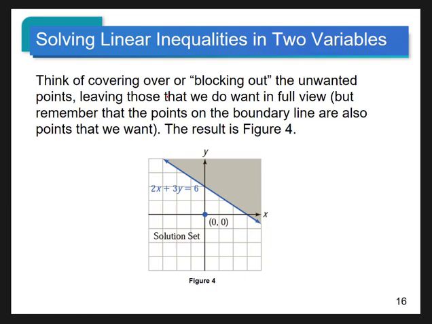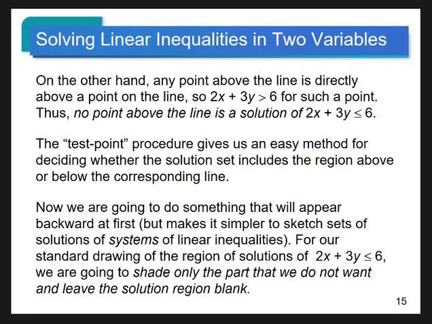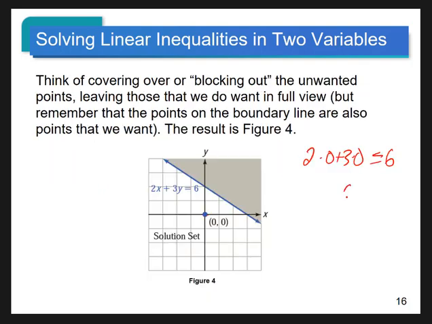Typically what we're used to doing, we try that test point 0, we put 0 and 0 in there. 2 times 0 plus 3 times 0, is that less than or equal to 6? Remember, our inequality was less than or equal to 6. Well, 0 is less than or equal to 6, so that's true. That means this side of the line contains the solutions to that inequality.